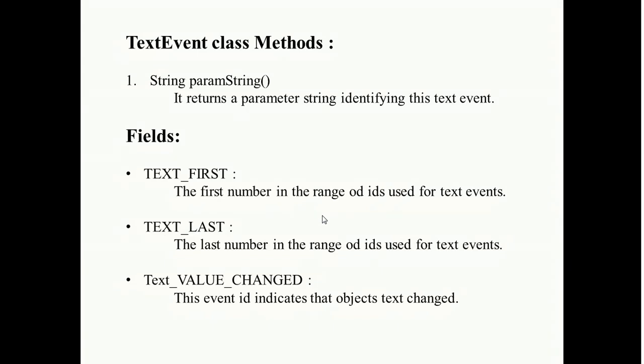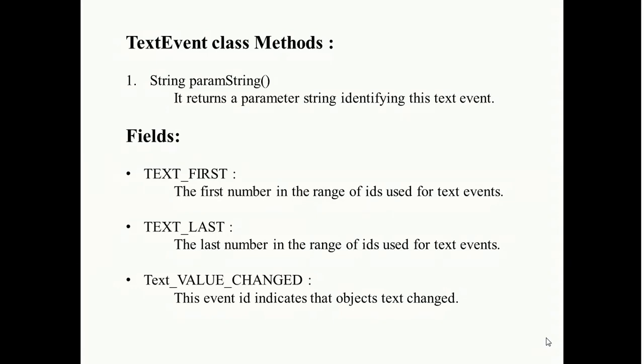Next, see the fields of the TextEvent class. The TextEvent class has three fields, that is TEXT_FIRST, TEXT_LAST and TEXT_VALUE_CHANGED. The TEXT_FIRST field returns the first number in the range of IDs used for the text event. TEXT_LAST is used for the last number in the range of IDs used for the text event. And the field TEXT_VALUE_CHANGED, this event ID indicates that object text changed. These three are the fields of the TextEvent class.